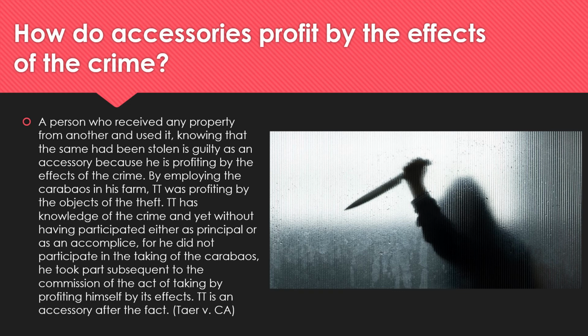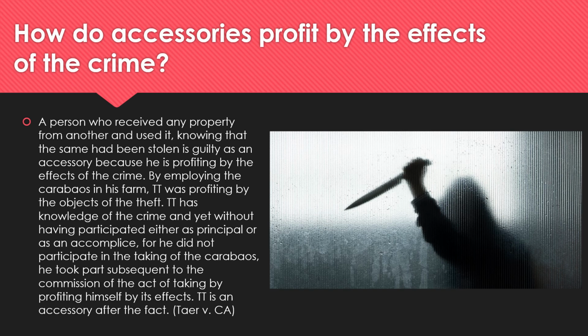Sometimes you were not informed, no, for example, this motor was sold to you, and this is a stolen motor vehicle. Now, you are still guilty as an accessory because you are profiting by the effects of the crime. It was probably sold cheaper, no? The selling price was lower compared to the assessed value.